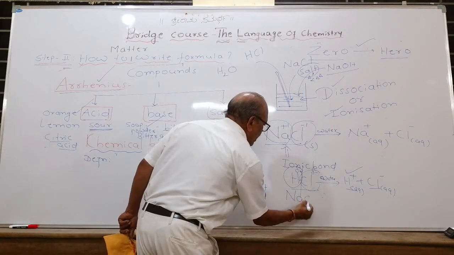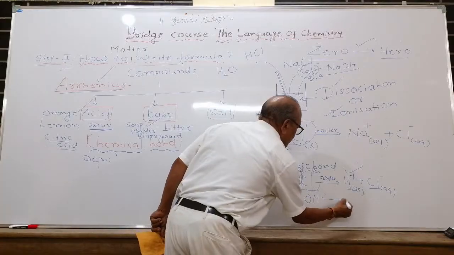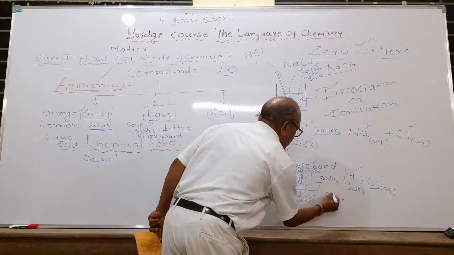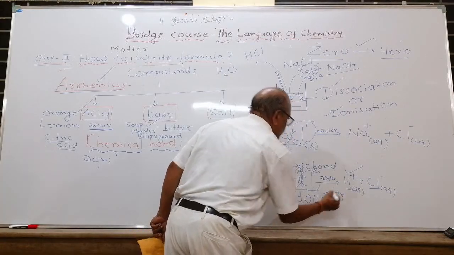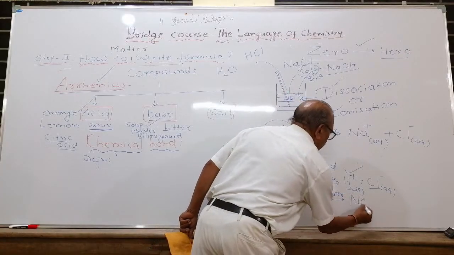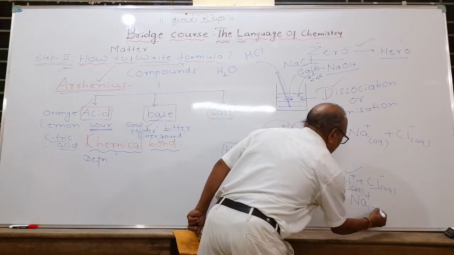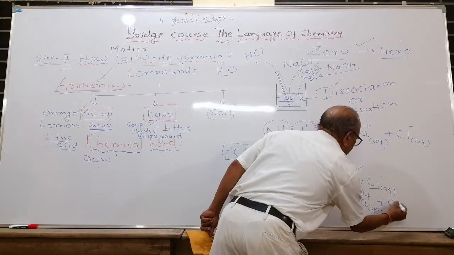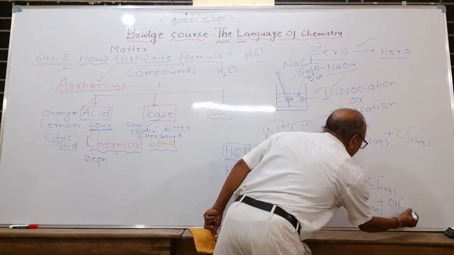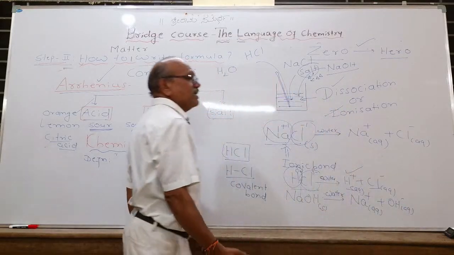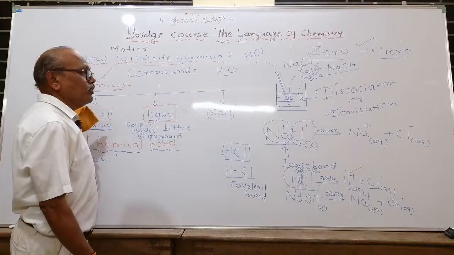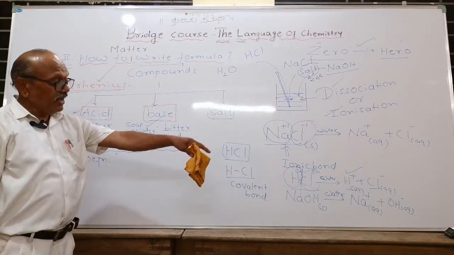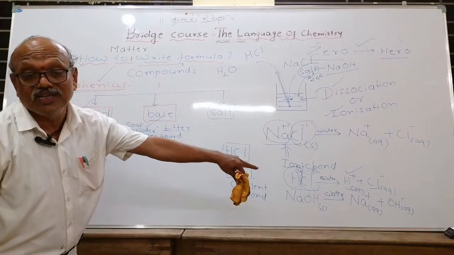When solid sodium hydroxide is put in water, it will ionize according to Arrhenius, forming Na plus aqua and OH minus aqua. What is the base then? Base is a species according to Arrhenius which produces at least one OH minus ion in the aqueous solution.